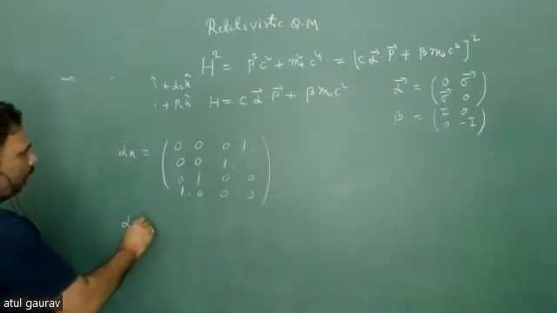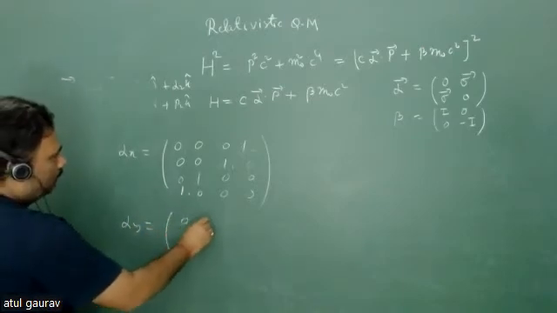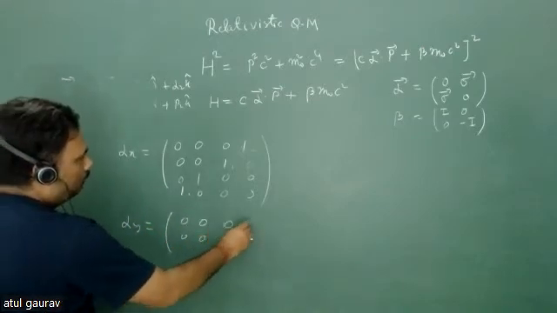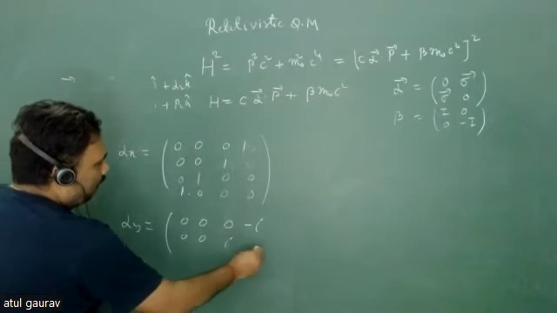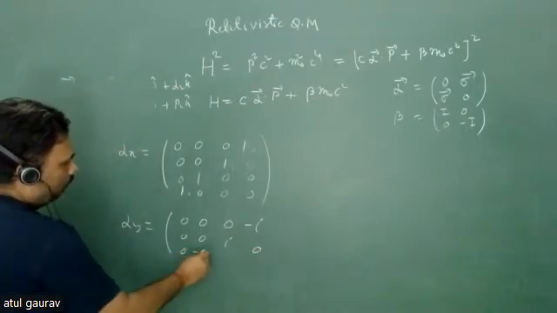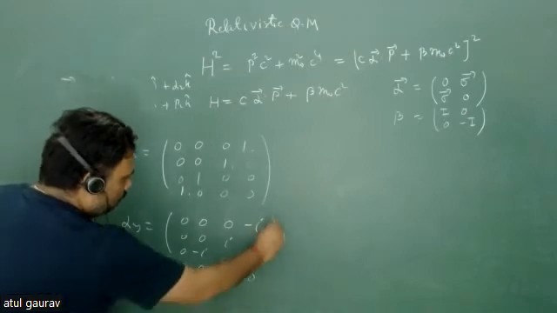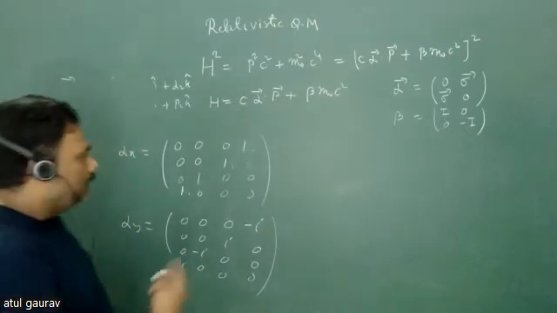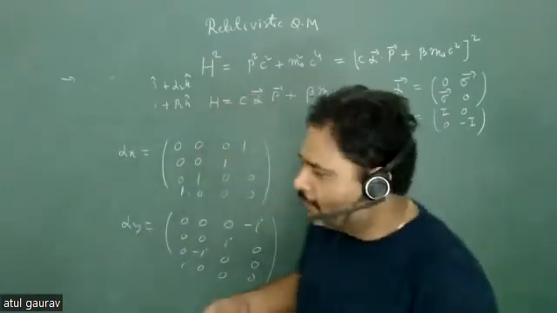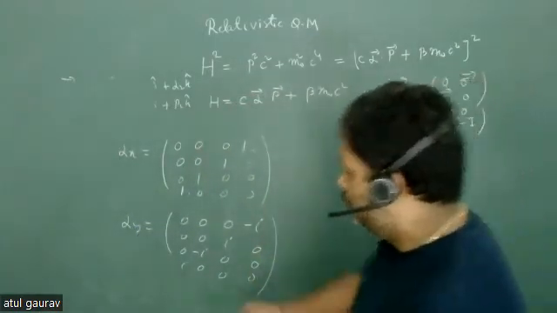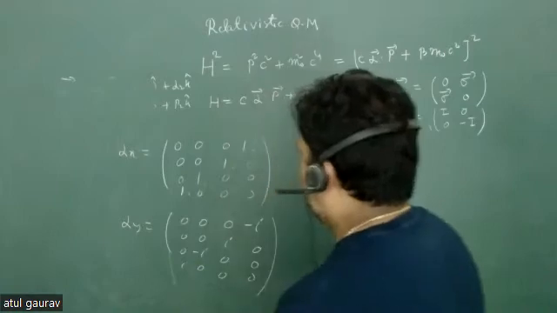What will be your alpha y? 0 0 0 0 0 minus I 0 0 minus I 0 0 0 0 0. Now you can check whether these matrices are fulfilling all these properties of alpha or not.